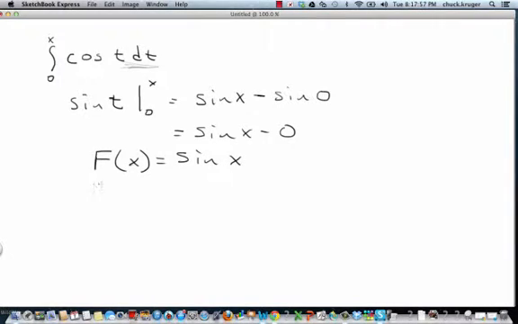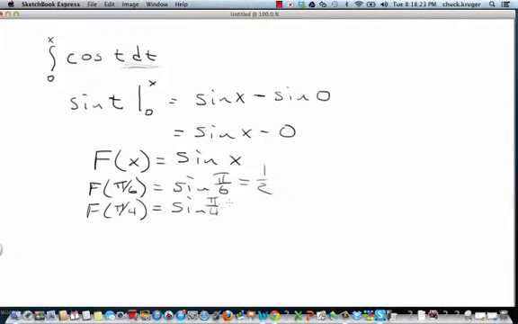So if I put pi over 6 in there, that would be like integrating from 0 to pi over 6, and I'd have the sine of pi over 6, which is equal to 1/2. And if I put pi over 4 in there, that'd be like integrating from 0 to pi over 4, and I'd have the sine of pi over 4. And I've accumulated, and now I have area of square root of 2 over 2. Likewise, if I put pi over 3, I'd have the sine of pi over 3, and I'd get the square root of 3 over 2.